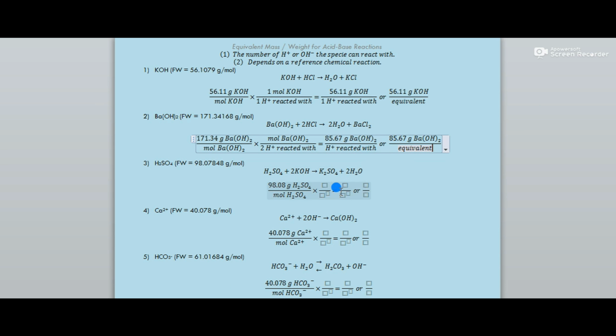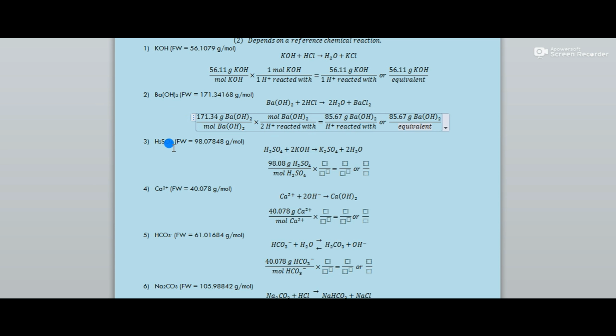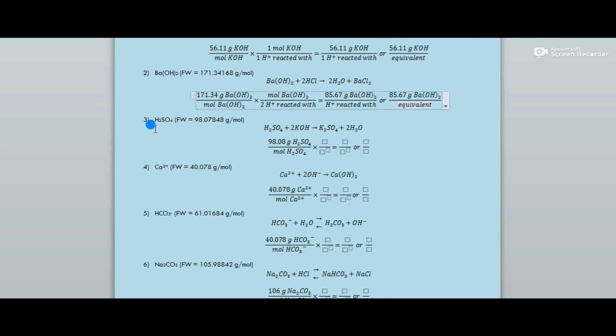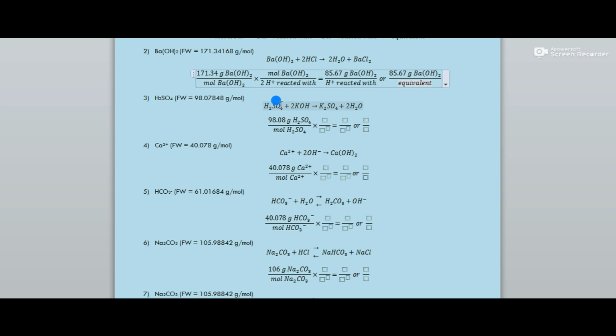So you already get the pattern. Let's now use a strong acid, a diprotic strong acid. Here we will react this strong acid with a strong base, potassium hydroxide. So this is a strong base, reacting with a strong acid to produce a neutralization reaction. This is already balanced.